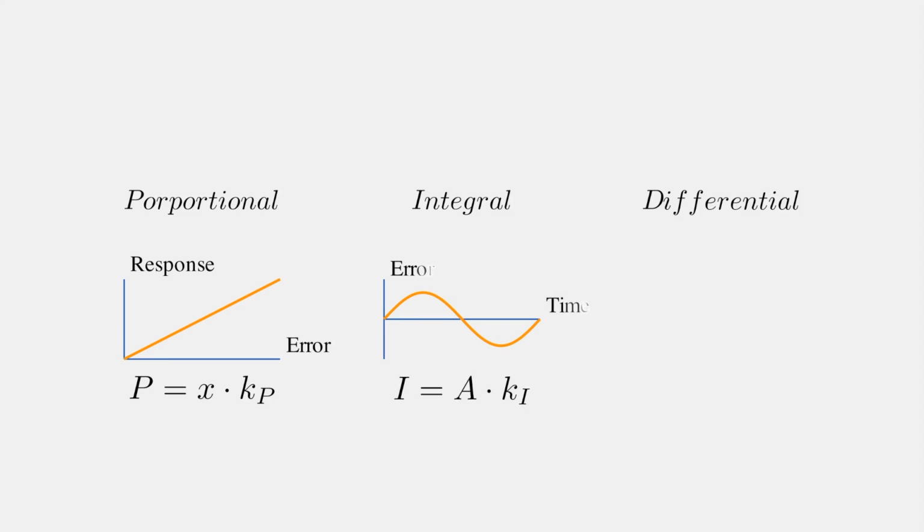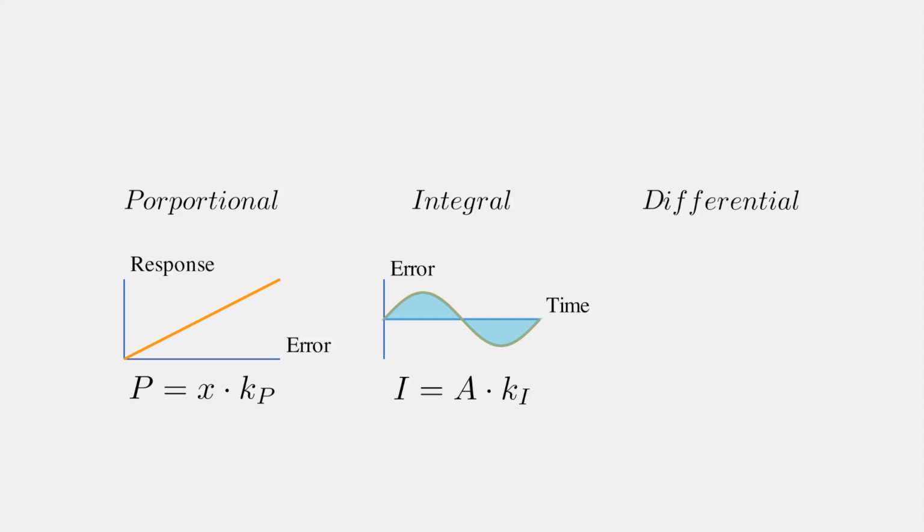The integral component is based upon the integration of the error over time. Integration essentially means add things up. So when we say integrating error over time, we mean adding up error over time. In this example, the error starts positive, but then goes negative, so the total integral is 0 by the end.